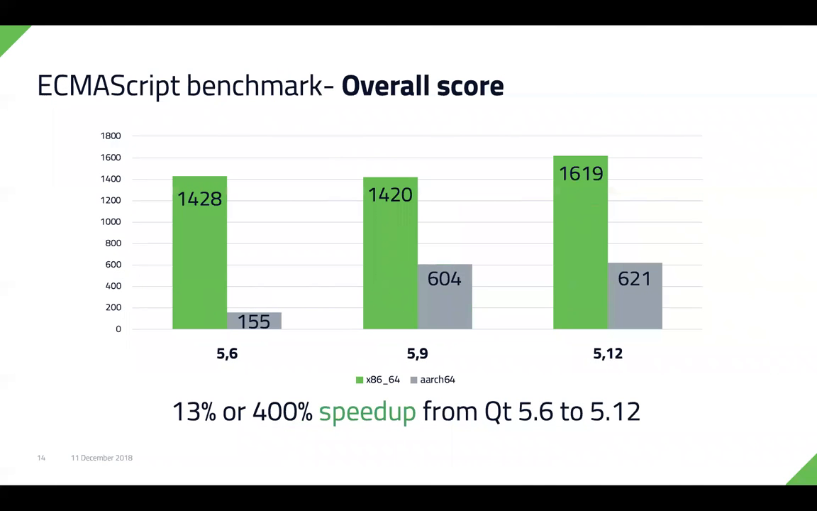And we've done quite a bit of work also on the JavaScript performance. And you can see that here, where we have a nice step between 5.9 and 5.12, around 13% speed up. But if you look at ARM 64-bit, you are seeing a much larger increase, because 5.6 didn't support any jitting on ARM 64. So we have a factor of 4 improvement.